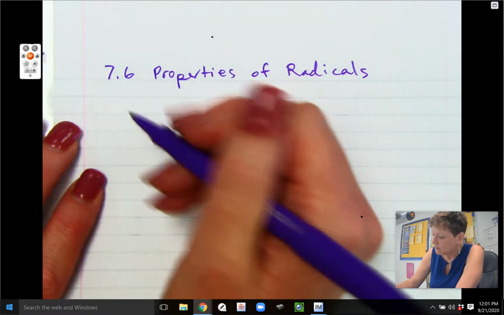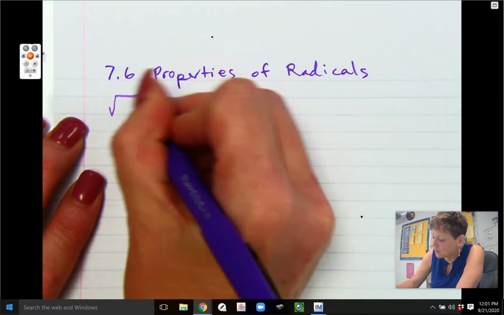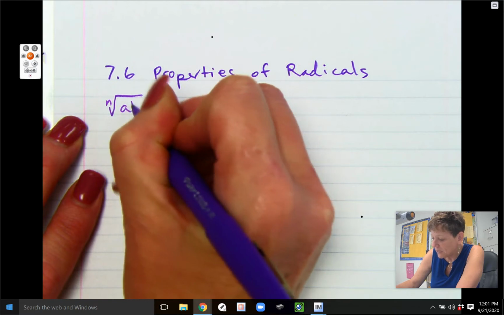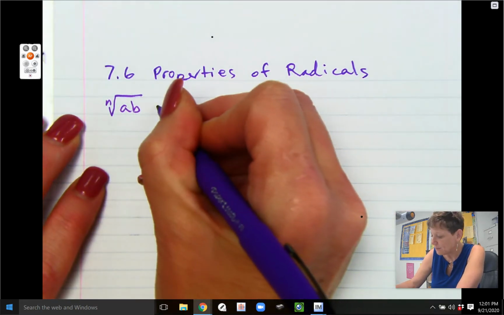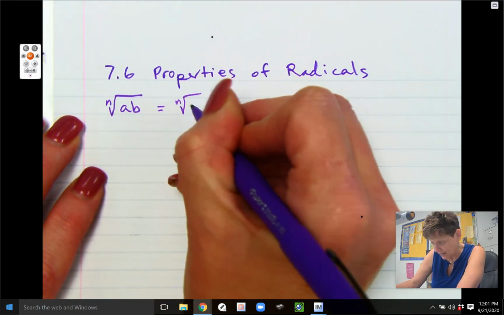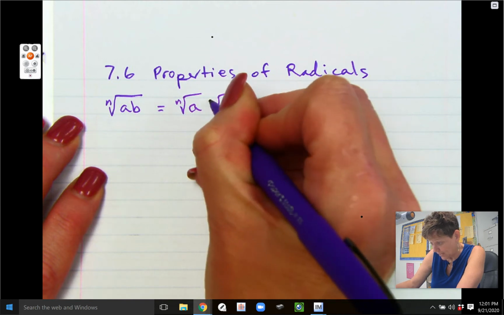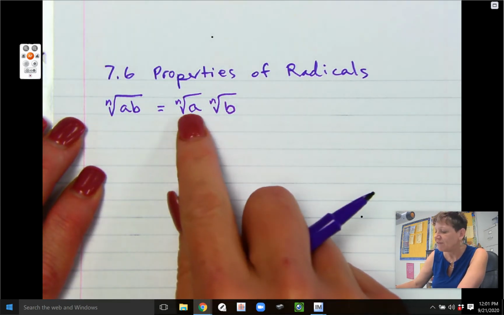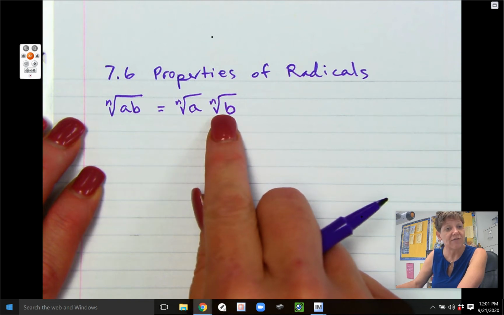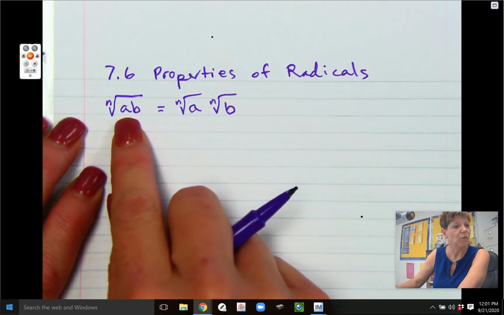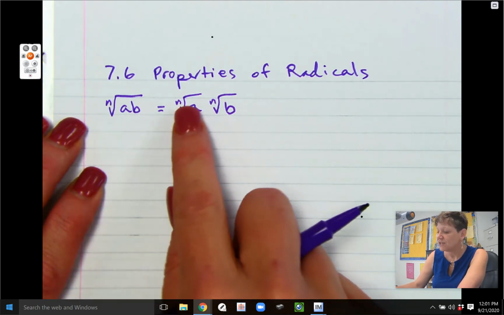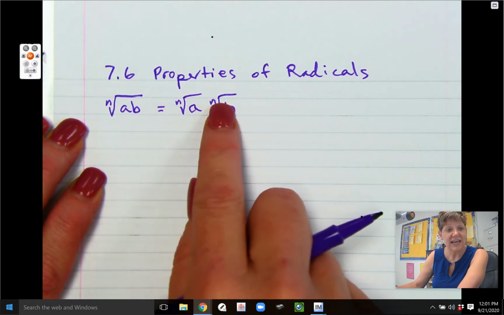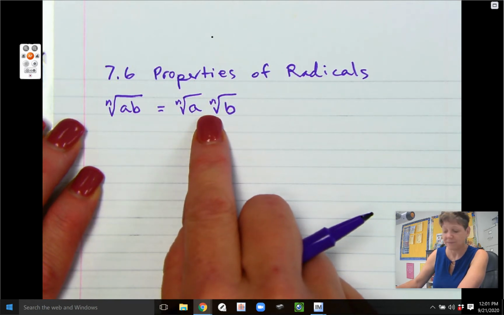The first property is when you have the nth root of a times b. You are allowed to break that up into the nth root of a times the nth root of b. The reverse is also true. If you have the nth root of a times the nth root of b, you can combine them into one nth root. The only condition is that the indexes are the same and it's multiplication.